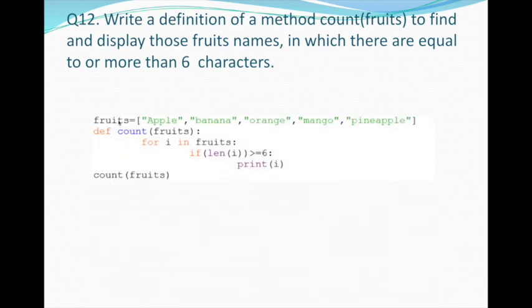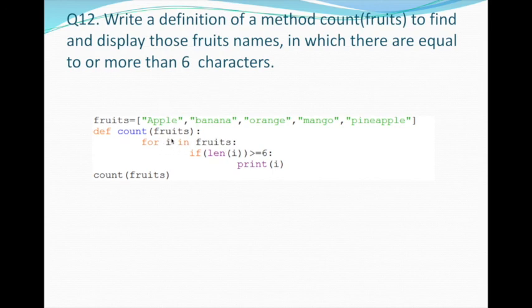So initially assign one list. Here fruits is the name of the list, already initialized with some names of fruits. Then write the function definition, def count fruits. This is passing. Then how can you check how many characters are in a particular fruit name? Here for iteration we are using for i in fruits.